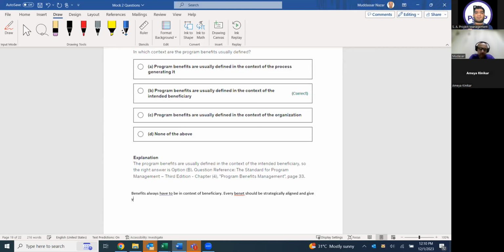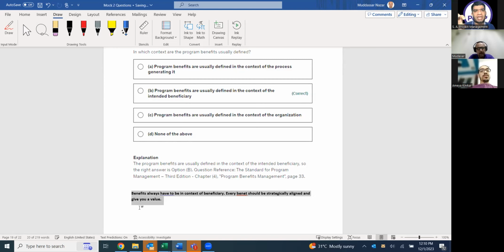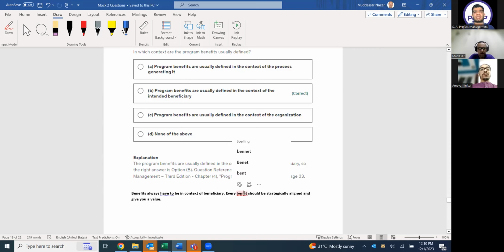But I will define the benefits in terms of the intended beneficiary, not in terms of the organization. Otherwise, every program will be the same. So every program is customized for whom I am making it. So that is your intended beneficiaries in this case. Okay. And sir, whenever benefits are prioritized in terms of value, right? Yes. Benefits are always prioritized.